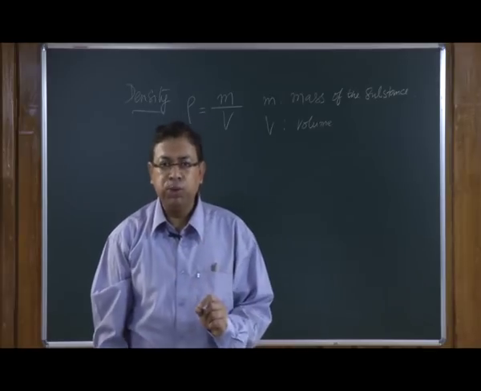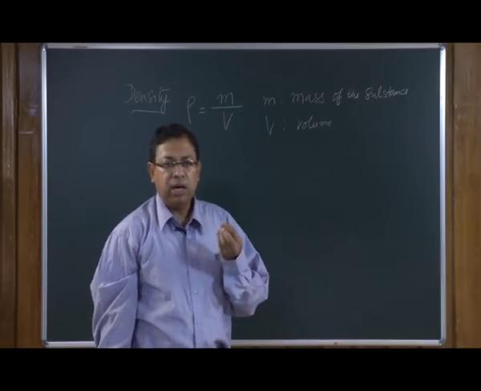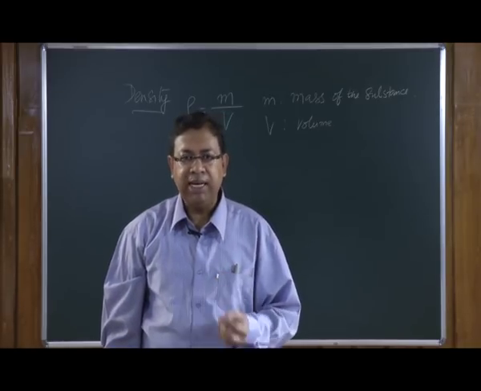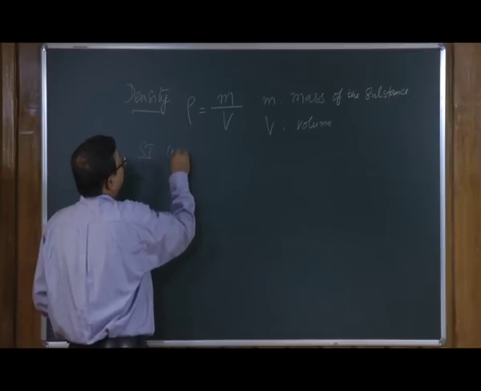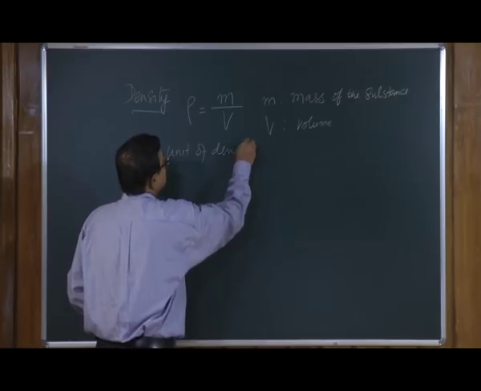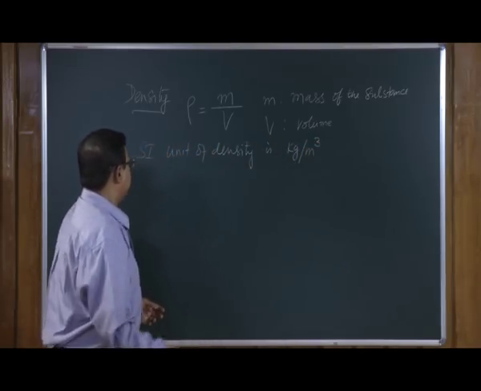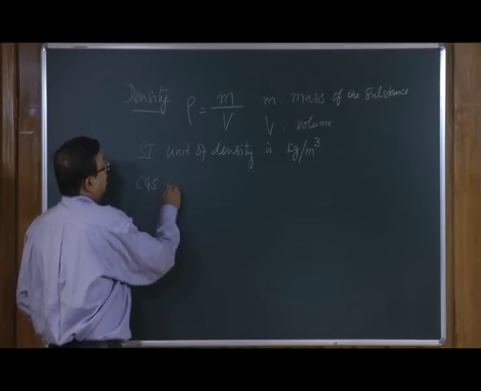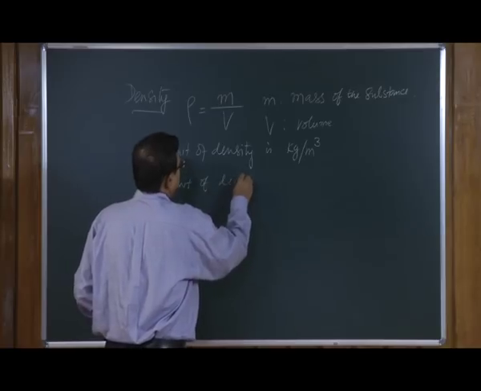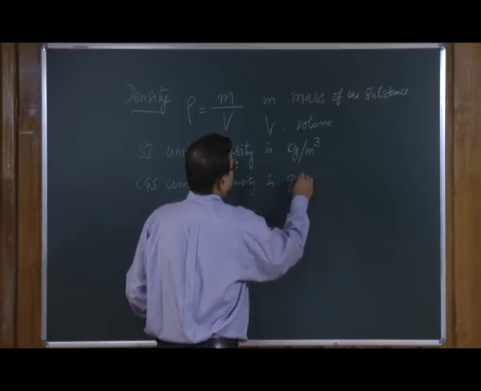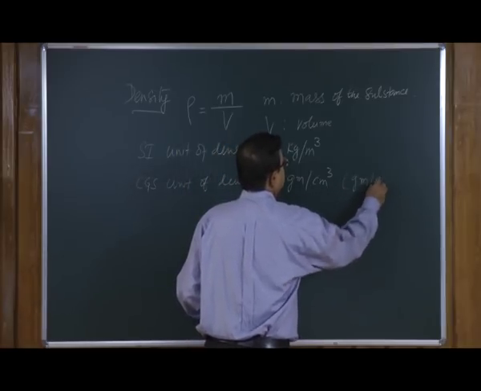So, whether big or small, when a particular substance is made of a certain material, no matter what shape or size it takes, it will have the same density. And the SI unit of density is kg per meter cube. And sometimes the CGS unit of density is used, which is gram per centimeter cube, or simply it is written as gram per cc.